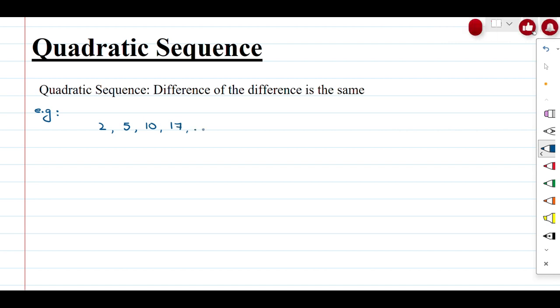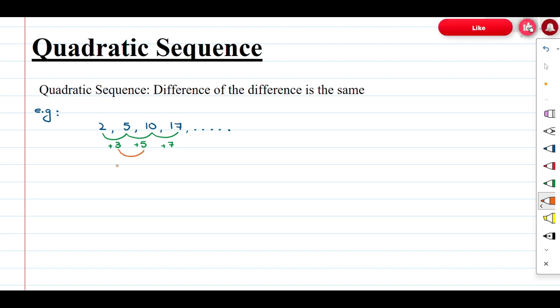17, and so on. Let me figure out the first difference. The difference between 2 and 5 is plus 3. The difference between 5 and 10 is plus 5. The difference between 10 and 17 is plus 7. Now, the first difference is not common, right? So let me do the second difference.